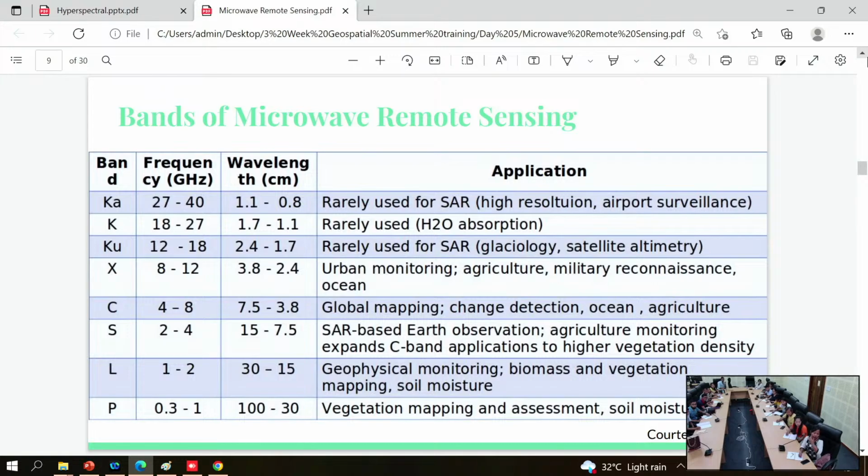Okay. So what is it going to be used for? It can be used for vegetation mapping, biomass. Then it can also get the soil moisture because it can penetrate the entire canopy structure and go down, right? So then we can see the soil moisture. And then in S band we can do standard agriculture monitoring and other things are done in S band.